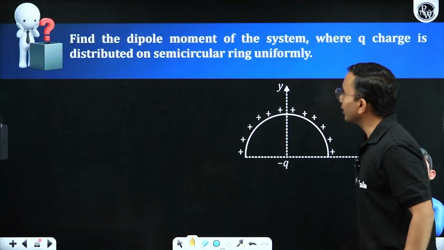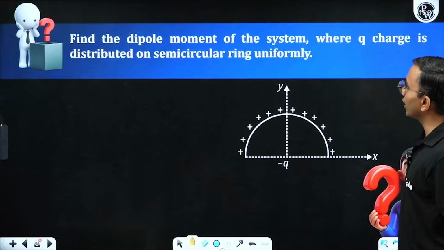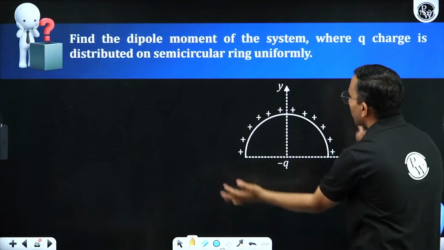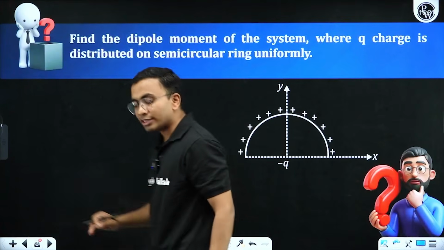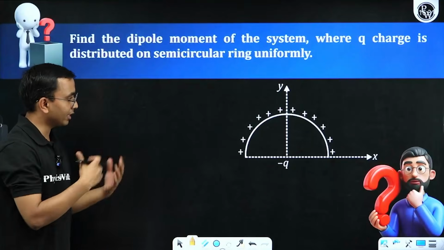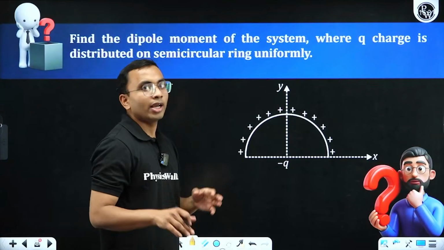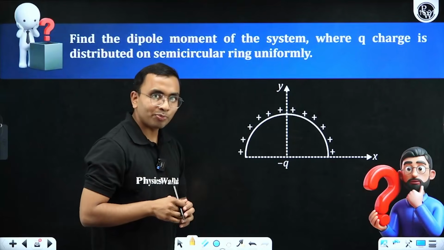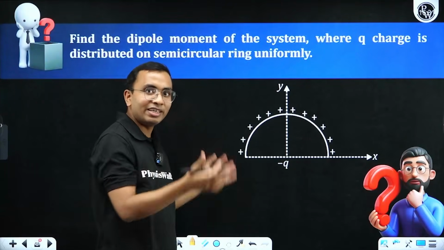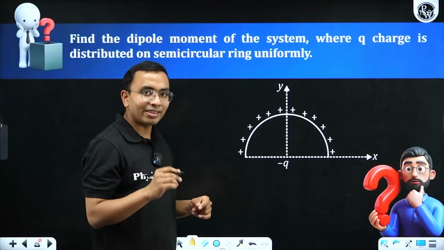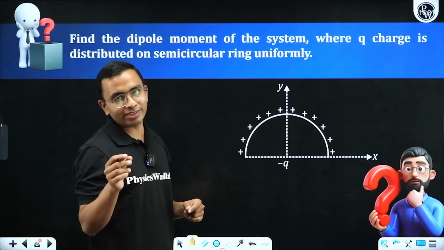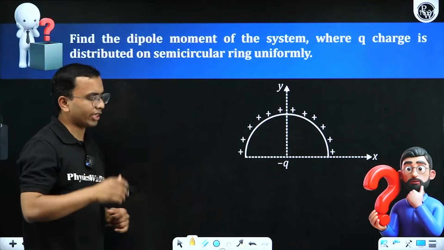Another question. Find the dipole moment of the system where Q charge is distributed uniformly on the semicircular ring. Now these types of questions, a ring is there, it is uniformly charged. How to find the dipole moment? First of all, I'll show you how you have to integrate it to find that, and then I'll tell you a trick. Using that trick, you will do this in just a few seconds.